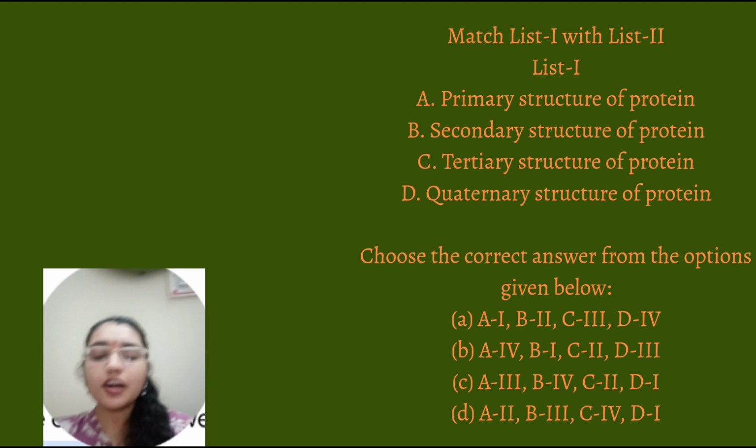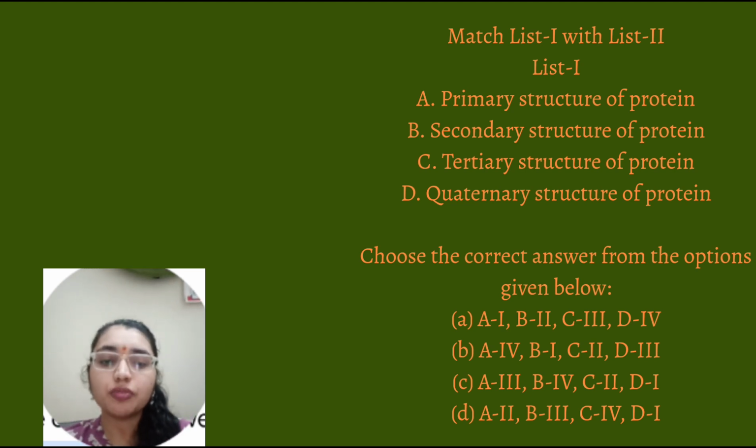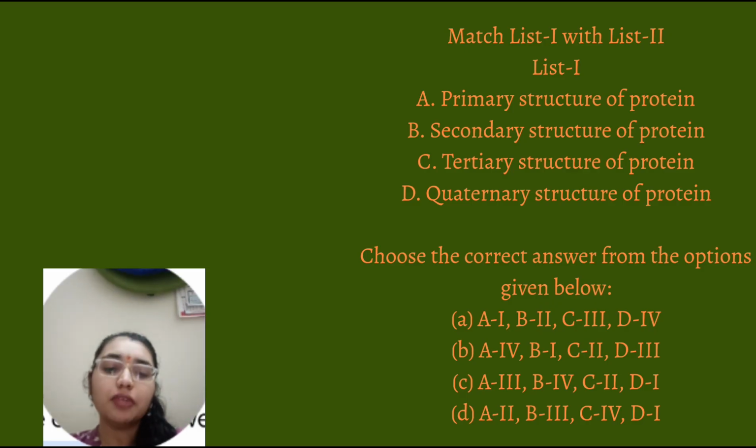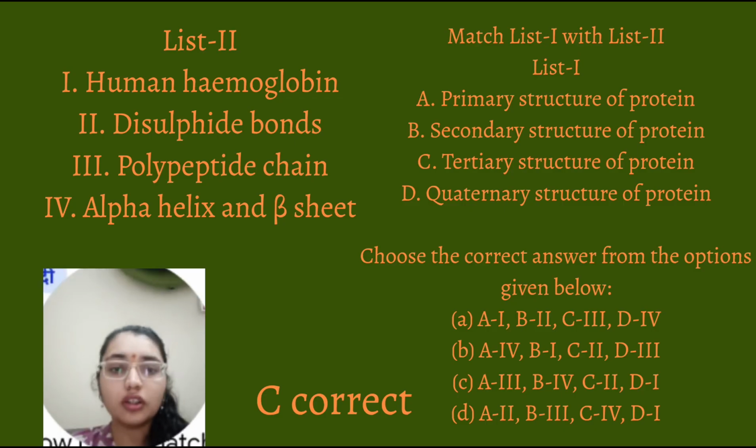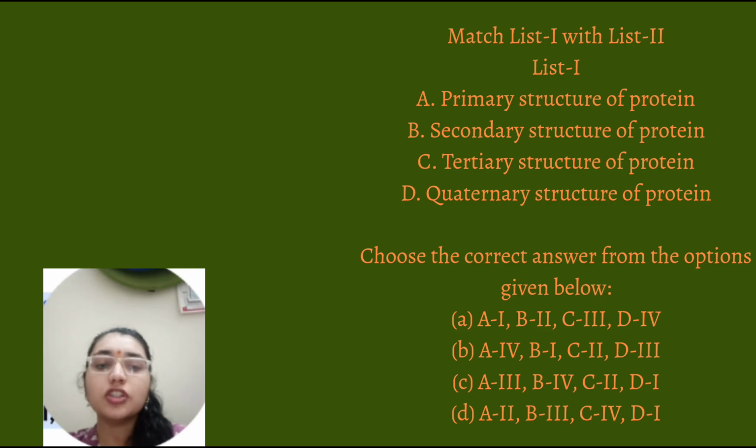So here we have to pair the primary structure of protein, that is pairing with the polypeptide chain, then secondary structure of protein is pairing with the alpha helix and beta sheet, then tertiary structure is pairing with the disulfide bond, and quaternary structure is pairing with the human hemoglobin. So here the list 1 is the protein structure and the examples.